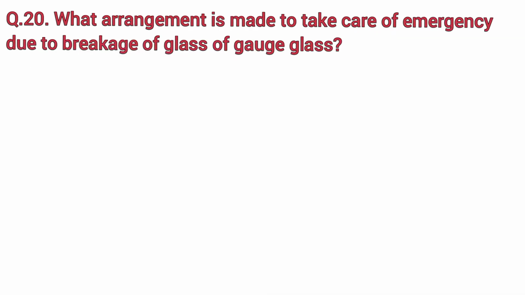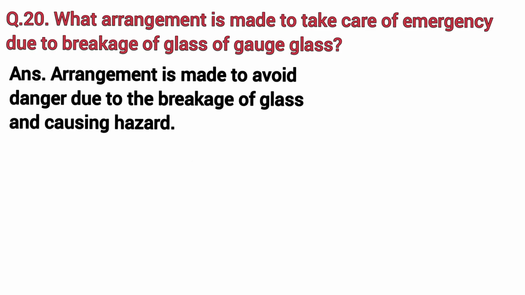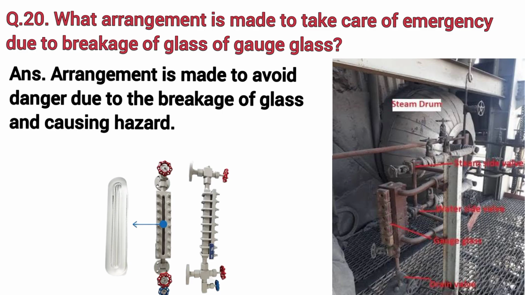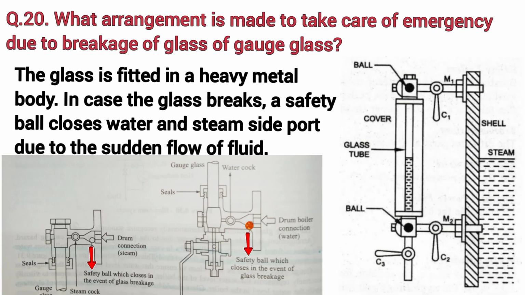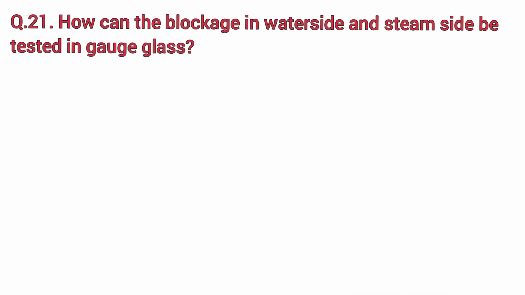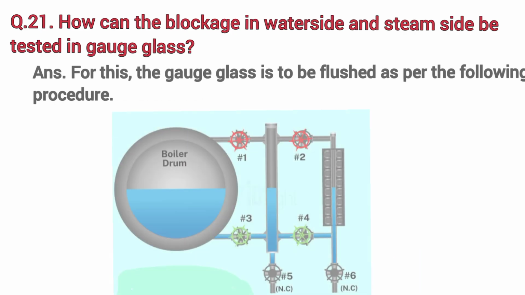What arrangement is made to take care of emergency due to breakage of glass of gauge glass? Arrangement is made to avoid danger due to the breakage of glass and causing hazard. The glass is fitted in a heavy metal body. In case the glass breaks, a safety ball closes water and steam side port due to the sudden flow of fluid.